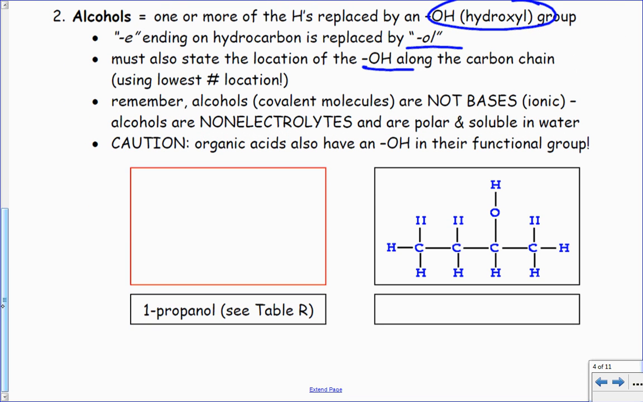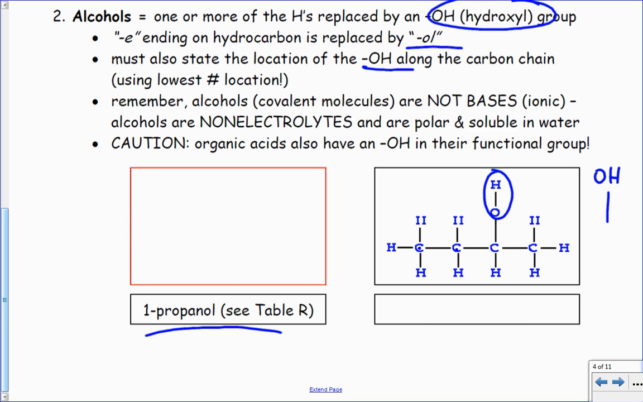So, propanol, see table R, because it's written there for you. I'm going to let you do that. Let me do, here's my OH. I don't like the way it's typed. A lot of times I will write it like this, branch with an OH. You'll see me do that. But this is an alcohol.